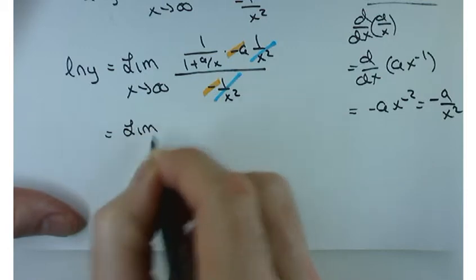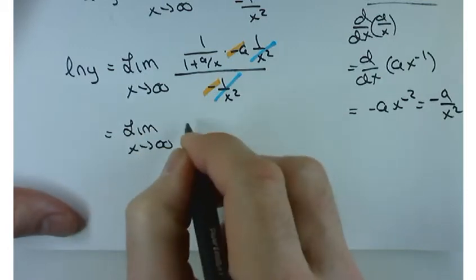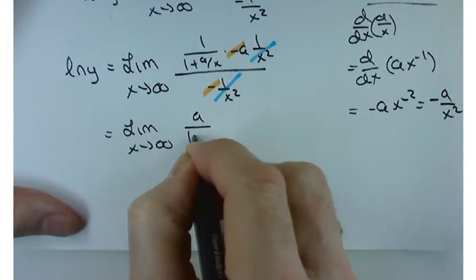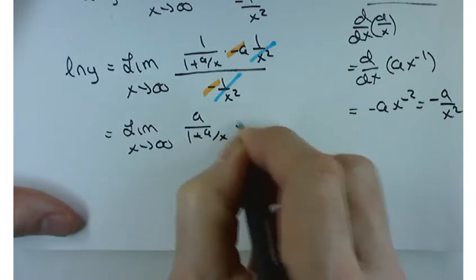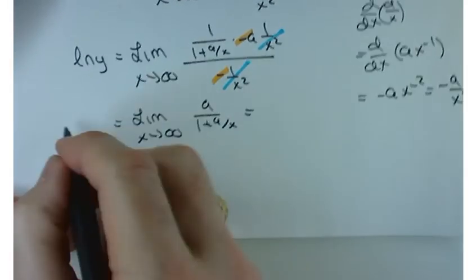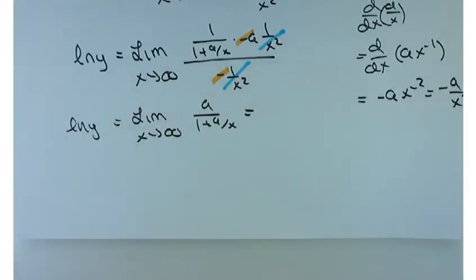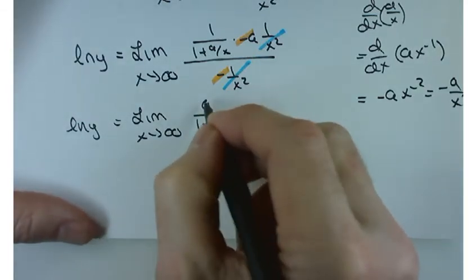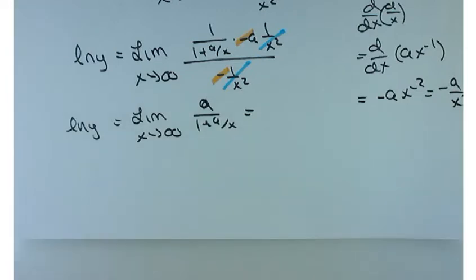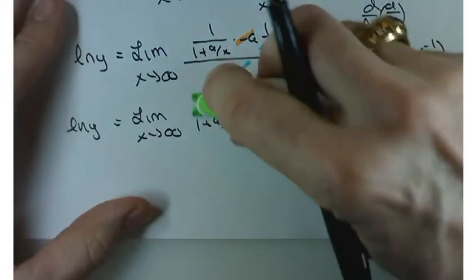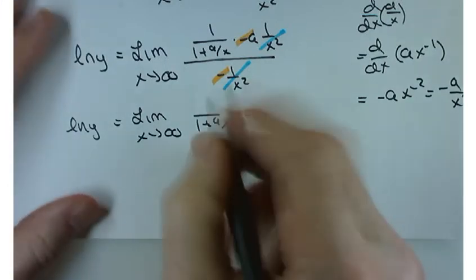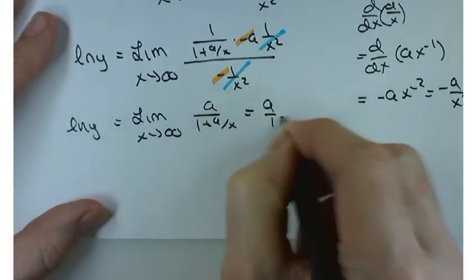It's the limit as x approaches infinity of a over 1 plus a over x. And that's my ln of y. Christian, what's that limit going to be, please? It's an a, not a 9. Yeah, a over 1. Or just a.